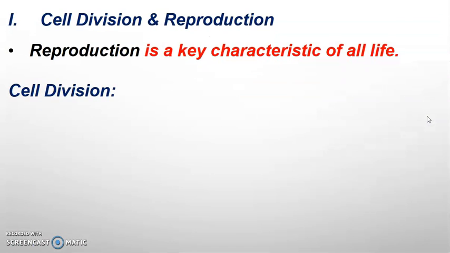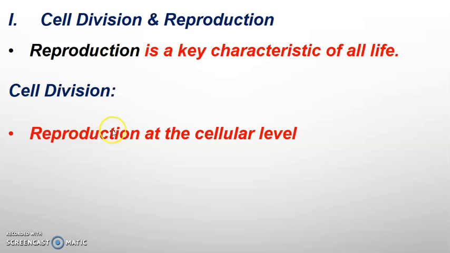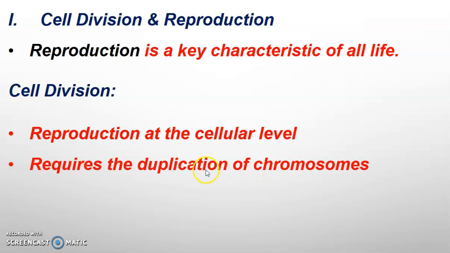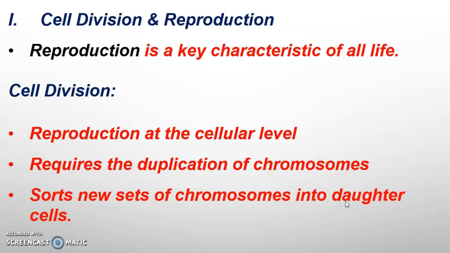So let's begin here. In essence, reproduction is obviously a key characteristic of life. That was one of the key characteristics of life we began with in the very first week of school. In regards to cell division, this is going to be reproduction at the cellular level. Within each and every individual cell that's capable of division, it will require the duplication of all DNA and chromosomes. And you will see how those duplicated chromosomes get sorted out and eventually separated into brand new identical cells that we refer to as daughter cells.